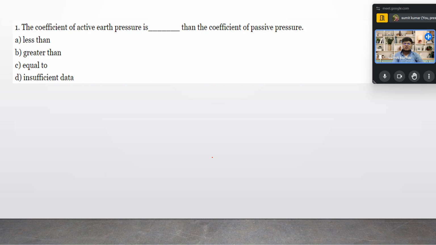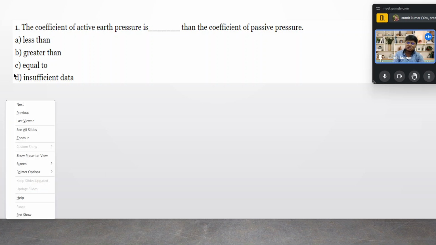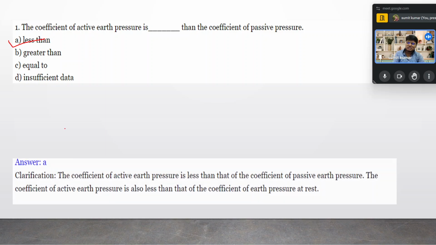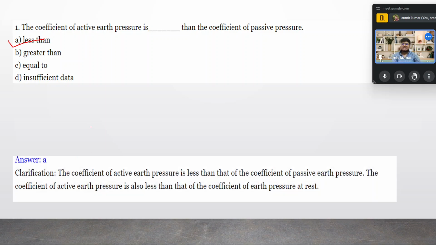So the coefficient of active earth pressure is less than the coefficient of passive earth pressure. So our answer for this problem is going to be option number A, that is less than. You see, it is also written and the clarification is also given. In the clarification, they mentioned that the coefficient of active earth pressure is less than the coefficient of passive earth pressure. The coefficient of active earth pressure is also less than the coefficient of earth pressure at rest.